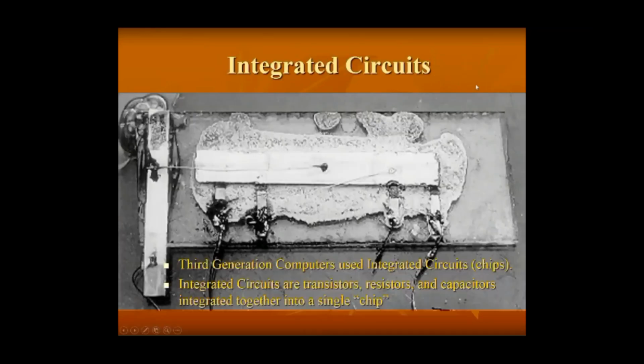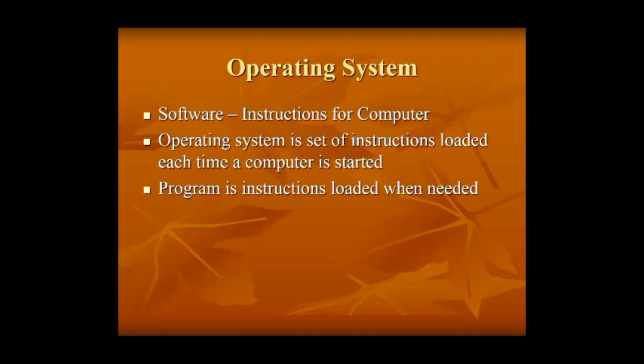Here, we did not replace the transistor, but instead we have the integrated circuit. From the word integrated, the composition of the integrated circuit is transistor, resistor, and capacitor. So it is a composition of those three elements. That's why it is called integrated. It makes up a single chip. That's the integrated circuit that is being used in the third generation.